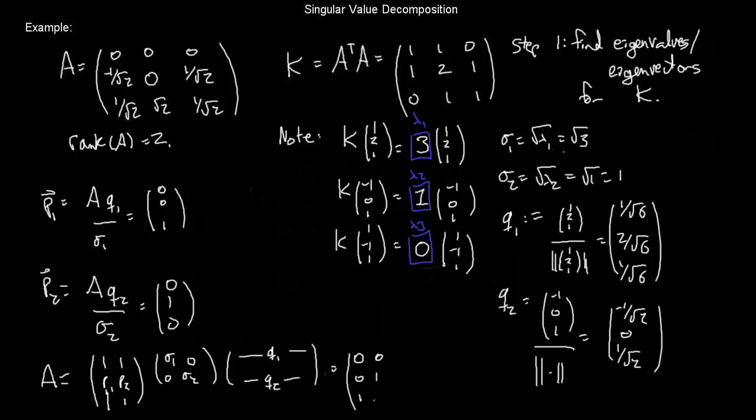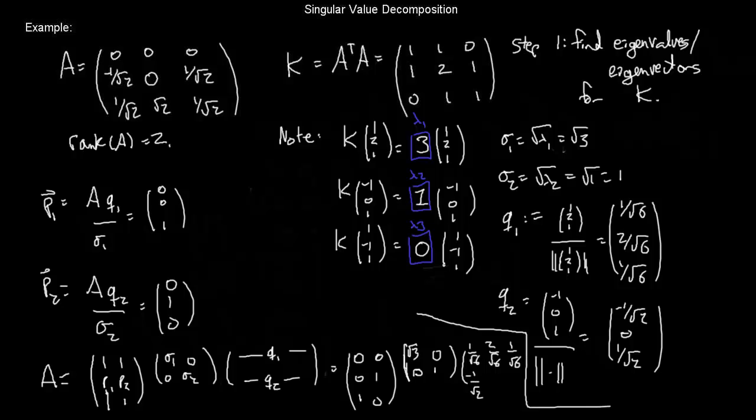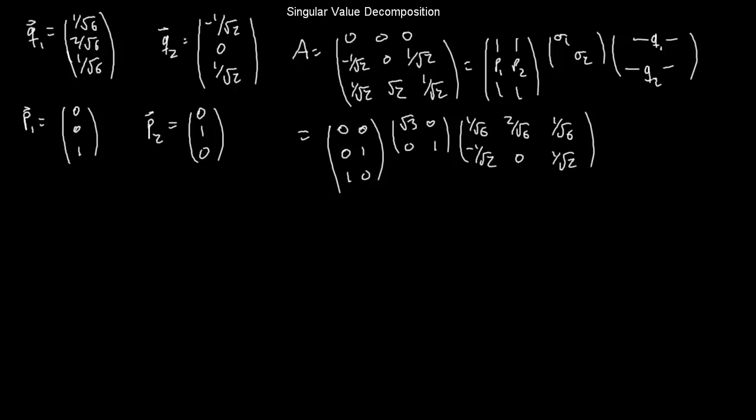Let's just write it out. The matrix P is here. The matrix sigma is this nice square diagonal 2 by 2 there. And the matrix Q has the rows there, 1 over root 6, 2 over root 6, 1 over root 6, and then minus 1 over root 2, 0, 1 over root 2. So I'm just putting the rows of Q in place there. And that's the matrix sigma, and that's the matrix Q transpose. So here I've written it out a little more cleanly. It's the same calculation that we had before.